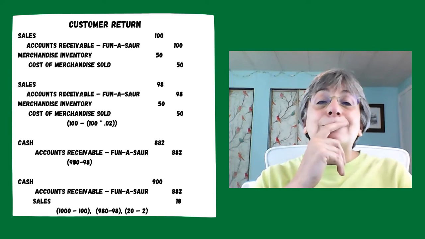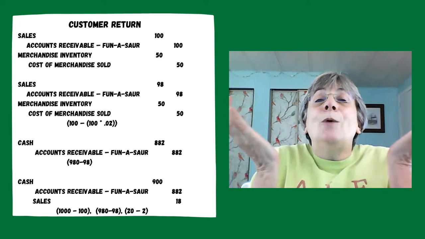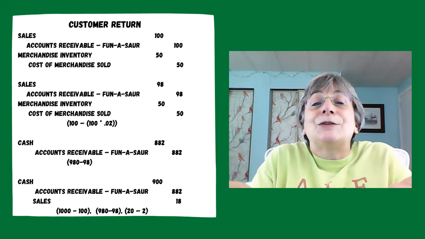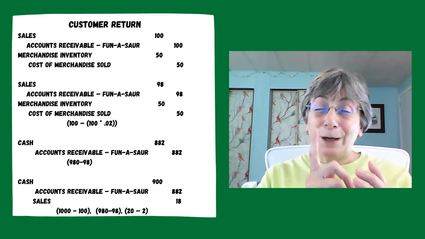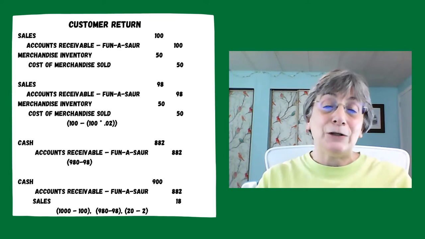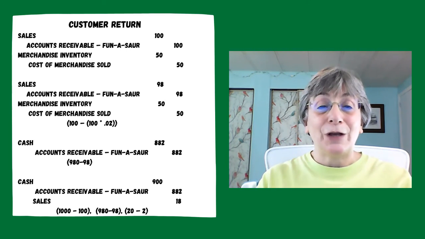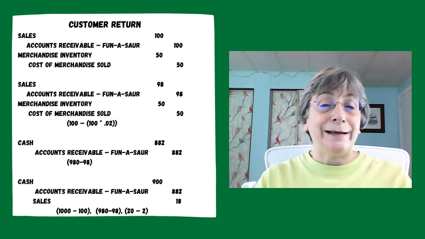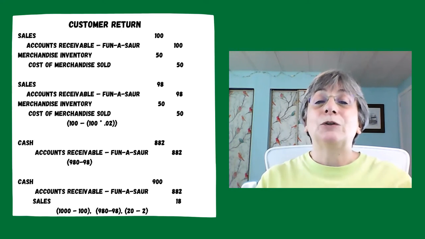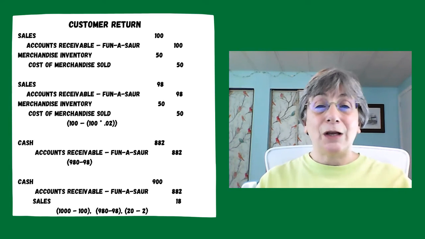Oh, but wait, we already booked the discount on the entire amount. Now what do we do, Carolyn? Tell us. Well, we need to decrease our sales, not by $100, but by $98, which is the $100 minus the 2%. And we need to decrease our accounts receivable by only that $98 because that's what we booked originally. The merchandise inventory and cost of merchandise sold stays the same.